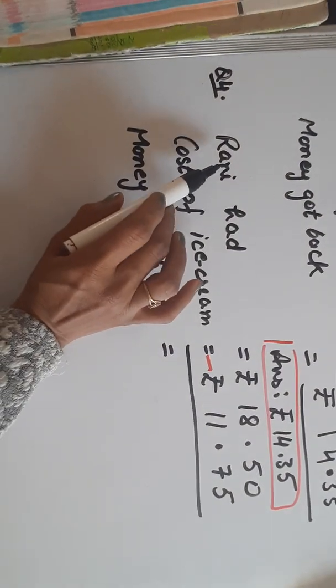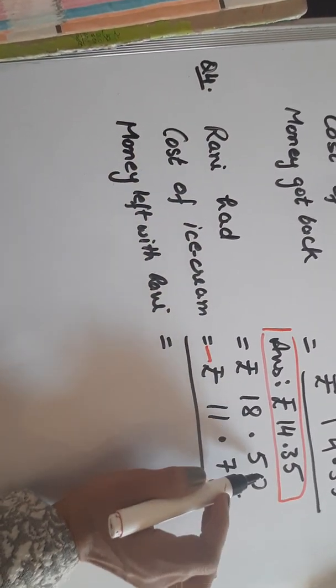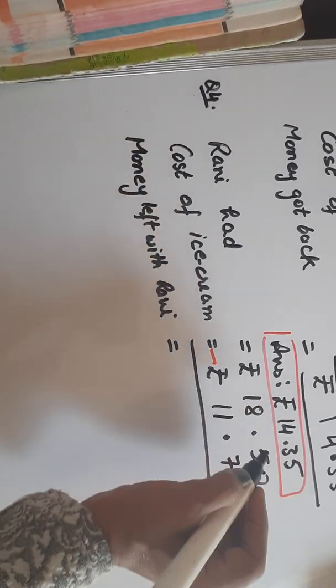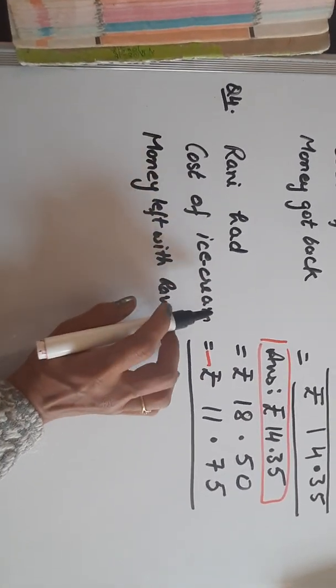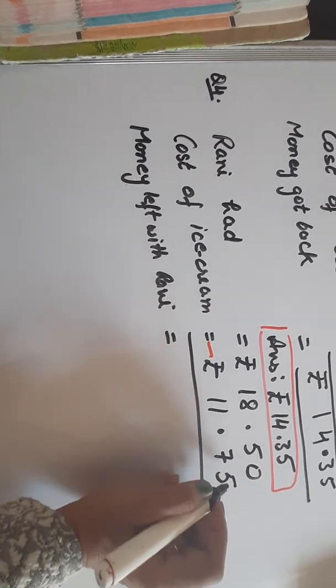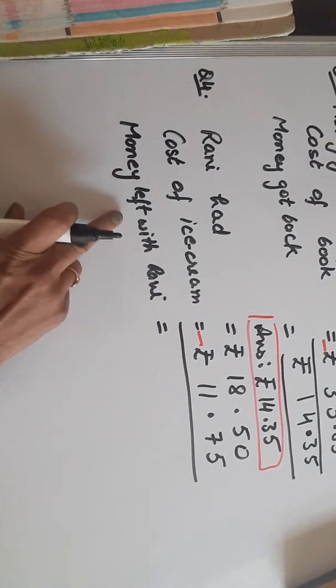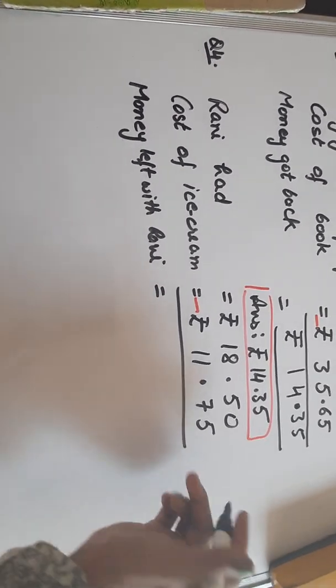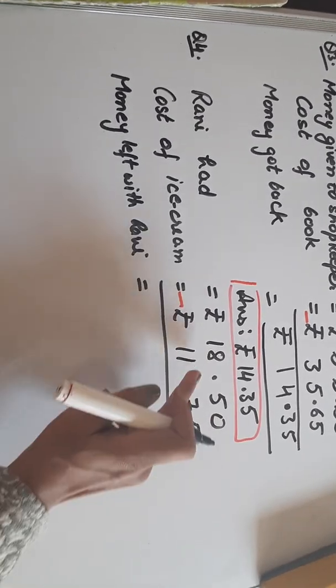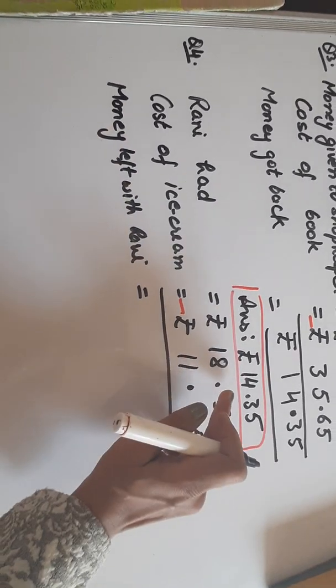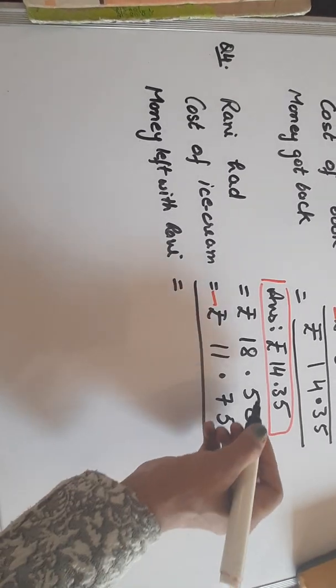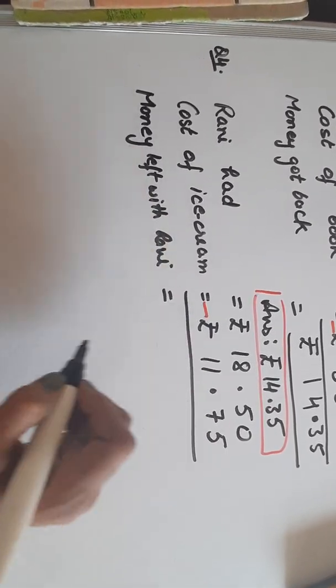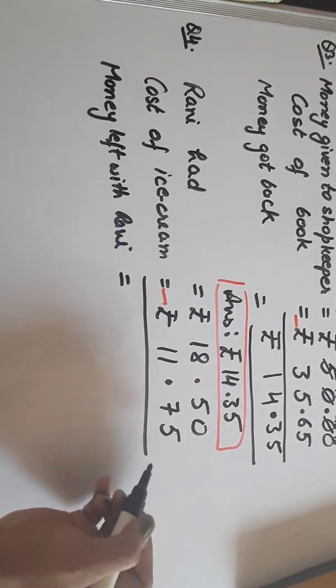So what do we write? Rani had total rupees 18.50. 18 rupees 50 paise. Cost of an ice cream is rupees 11.75 paise. Money left with Rani. क्या कर देंगे? इतनी उसकी pocket money थी, इतने की ice cream खरीद ली, कितने बचे? How much left? So what we will do for left? We'll do subtraction. So let us subtract again.